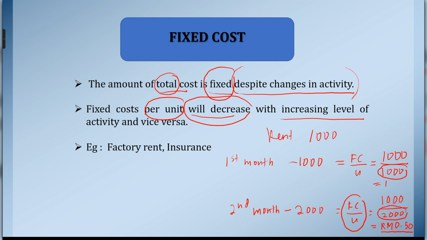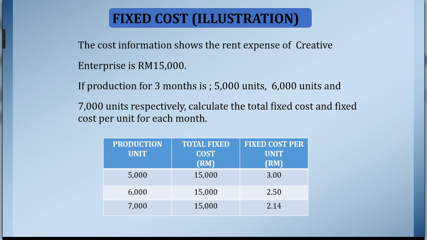Okay, so what are fixed costs? Some of the examples here is the factory rent, insurance, and you can also relate that to your depreciation expense, and so forth, right? Okay, so we look at this illustration. The cost information shows the rent expense. Okay, this is rent expense. So every month you are supposed to pay 15,000 ringgit for the rent.